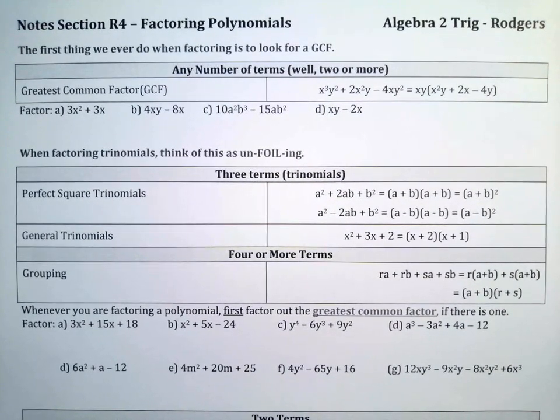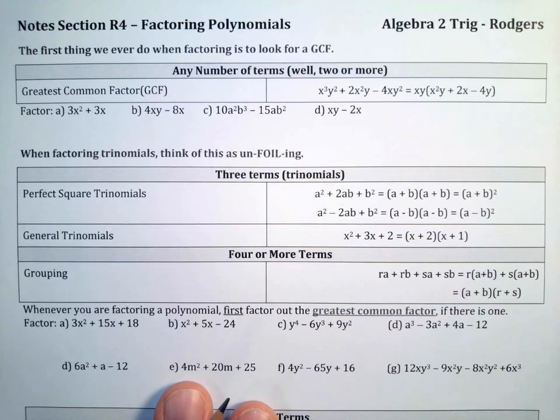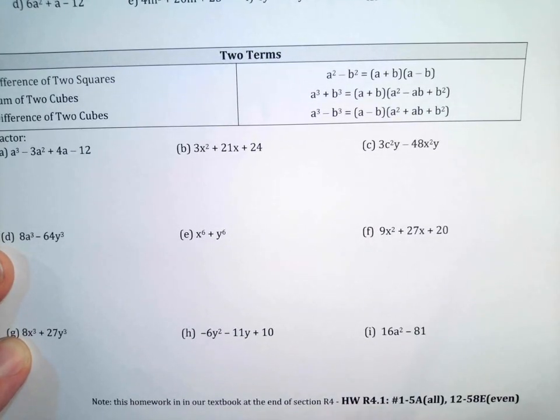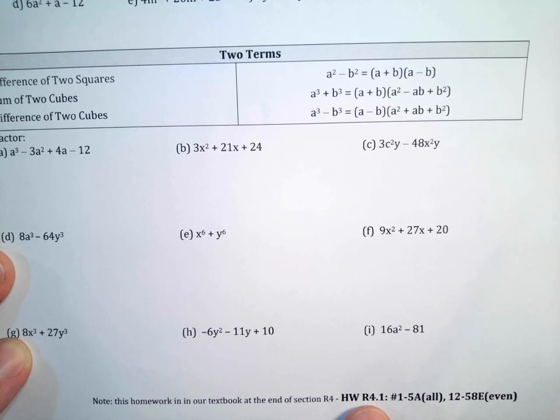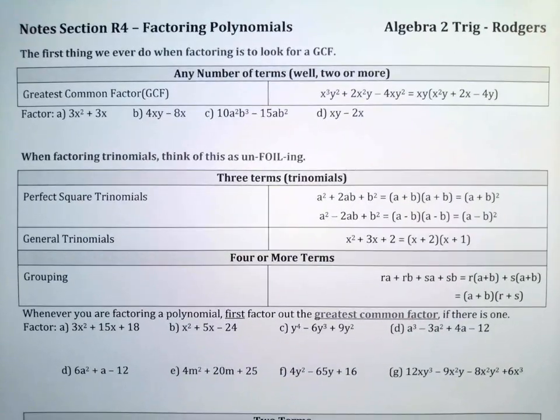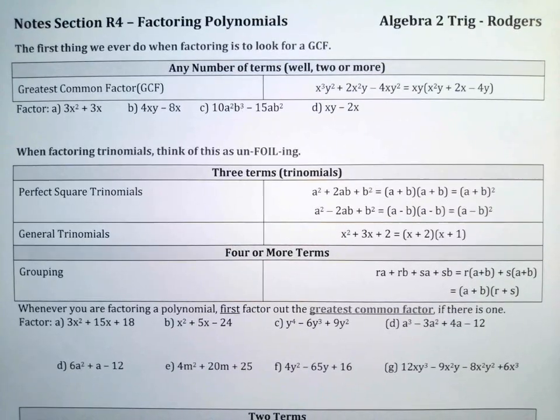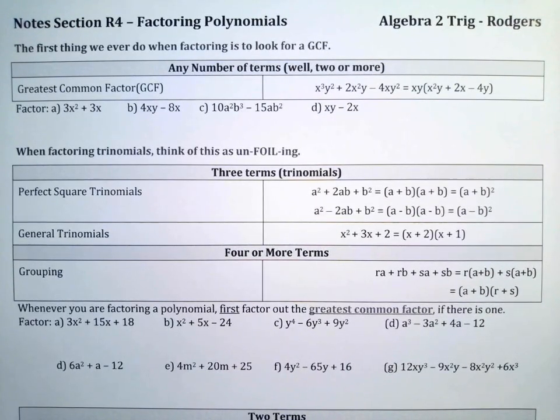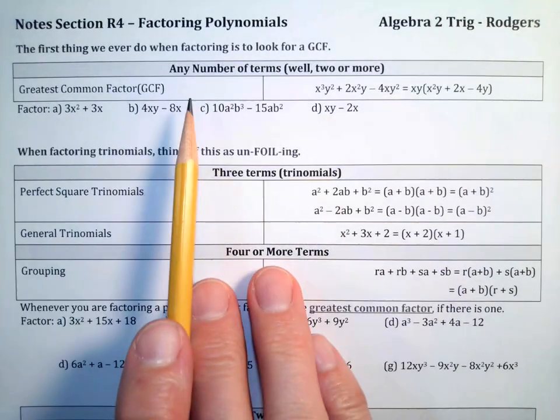Okay, and so if you look at the bottom of this page, you can see in the bottom corner, it gives you the homework, and so you will just look for the homework problems at the end of section R4. There is no R4.1. It's just my way of designating that this is the first part. The next part will be designated as R4.2. Okay, so let's factor.